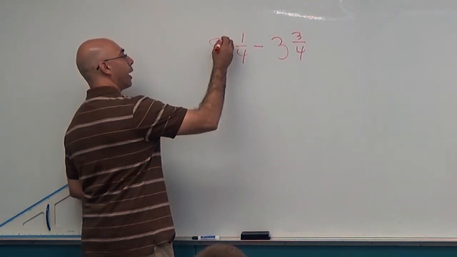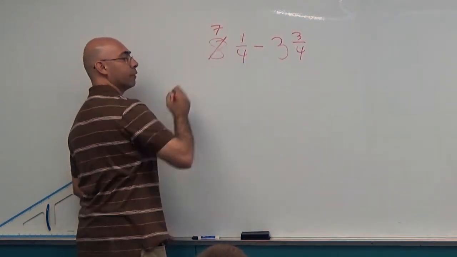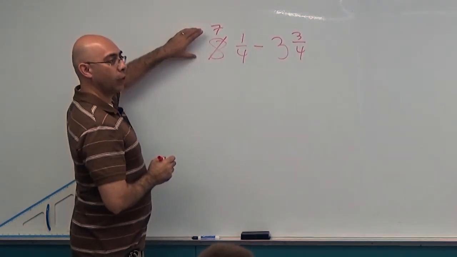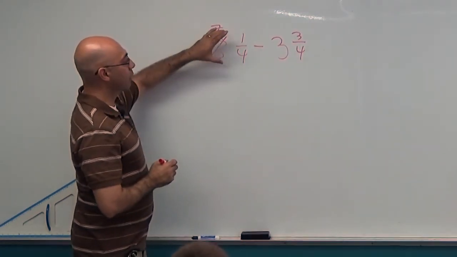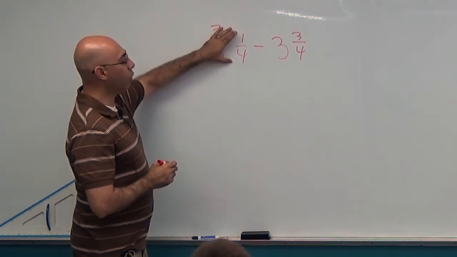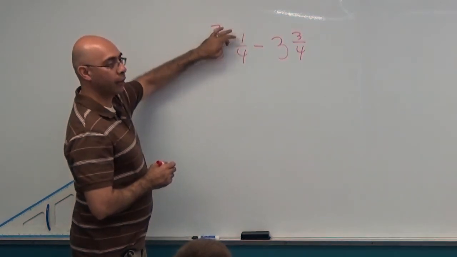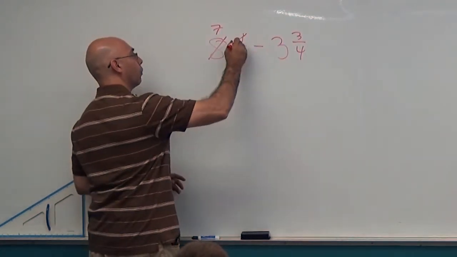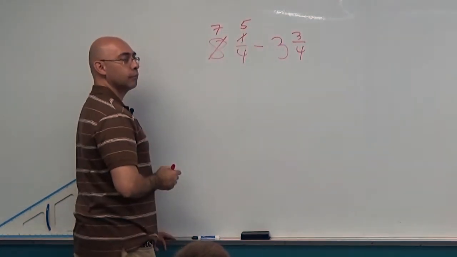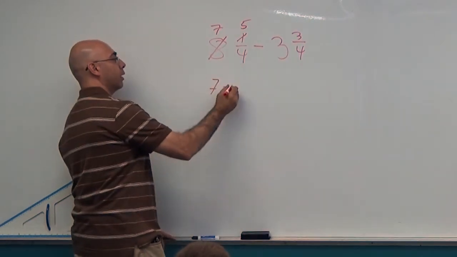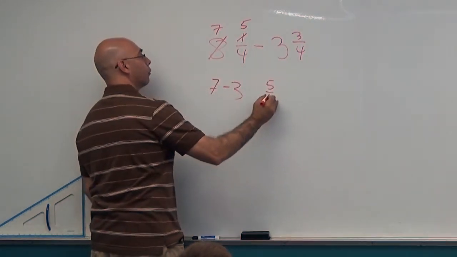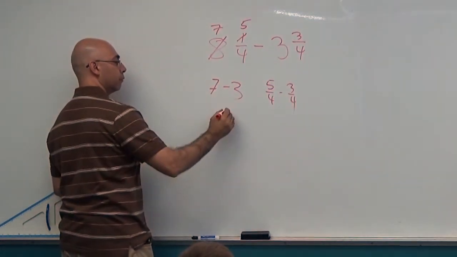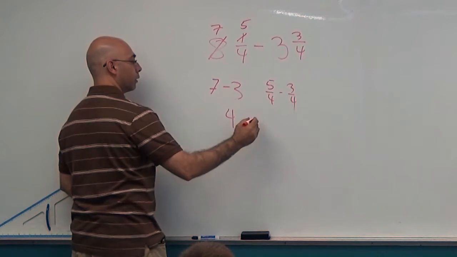Just borrow 1 from this guy, and that becomes a 7. So I borrowed 4/4 from here, correct? Well, I got to put it somewhere. Where am I going to put it? Right here. What's 4/4 and 1/4? 5/4. So basically, you're adding these two numbers together. That's like a nice little shortcut. Now I can subtract 7 minus 3 and 5/4 minus 3/4. What's 7 minus 3? What's 5 minus 3?